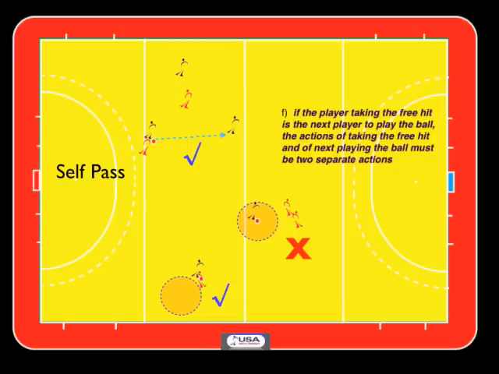If the player is deemed to be deliberately trying to take advantage from a distance away from the original free hit, it's possible that the umpire could in actual fact reverse the decision.